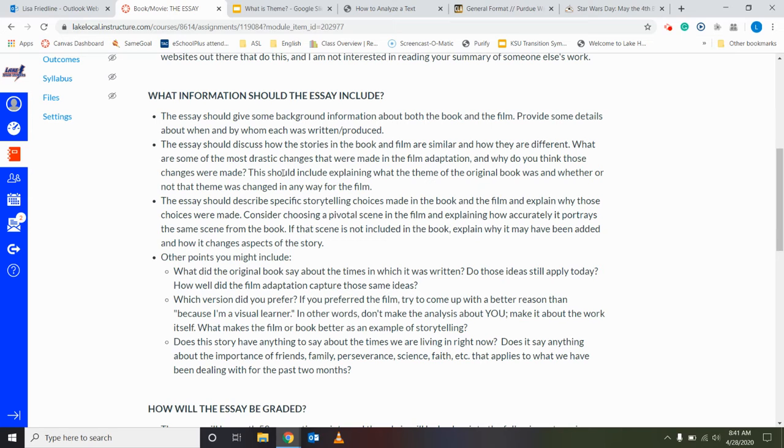So, what are some of the most drastic changes that were made in the film adaptation? Why do you think those changes were made? Here's just a little example. If I were going to use The Wizard of Oz, because it's my favorite story, sorry, and I'm talking about the book, well, in the original story, Dorothy's shoes were silver. She was given silver shoes. They made an adaptation in the film to make the shoes red. So why would they make that change? It seems silly. Why would they make them ruby slippers instead of these shiny silver slippers?